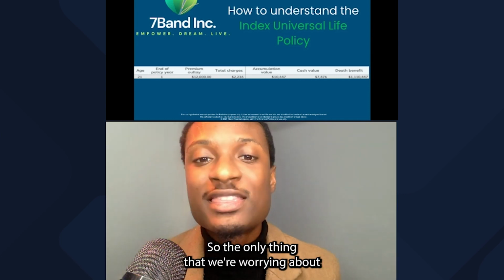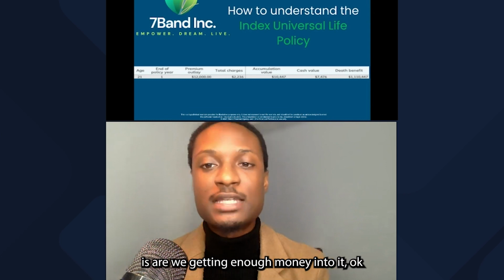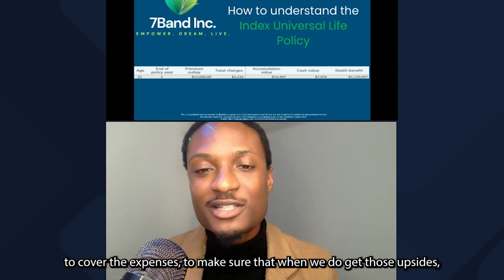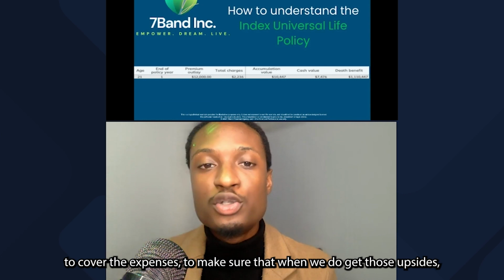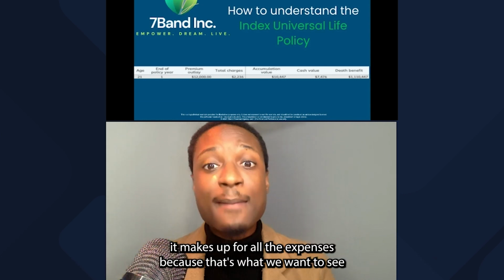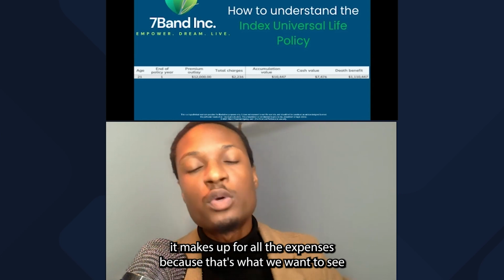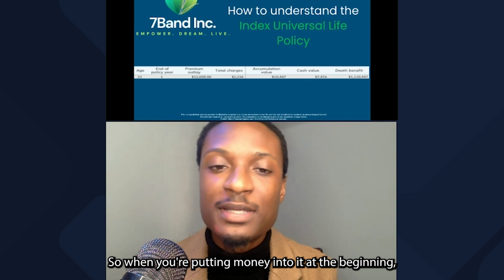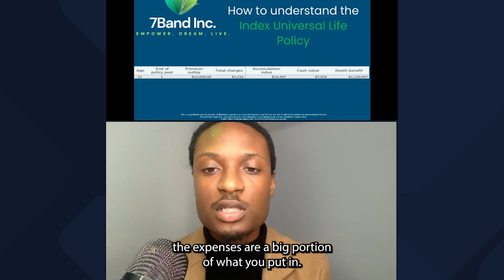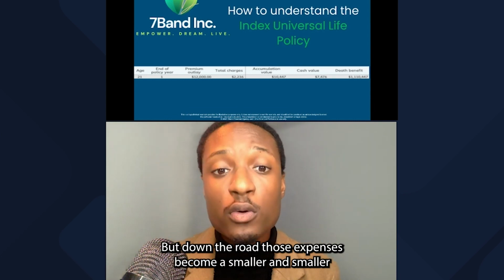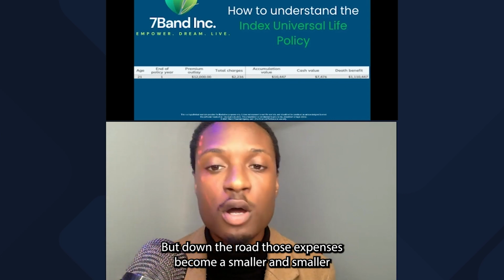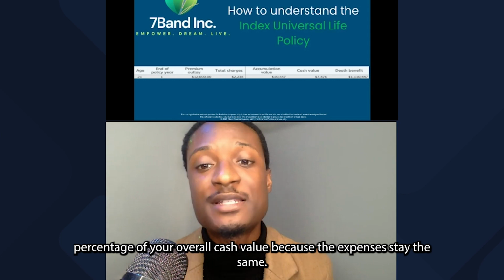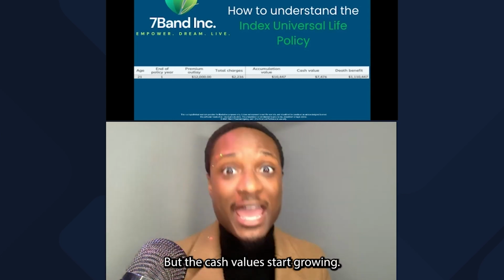So the only thing that we're worrying about is, are we getting enough money into it, okay, to cover the expenses, to make sure that when we do get those upsides, it makes up for all the expenses? Because that's what we want to see ultimately. We want to see this outpace the expenses. So when you're putting money into it at the beginning, the expenses are a big portion of what you're putting in. But down the road, those expenses become a smaller and smaller percentage of your overall cash value because the expenses stayed the same, but the cash values start growing.